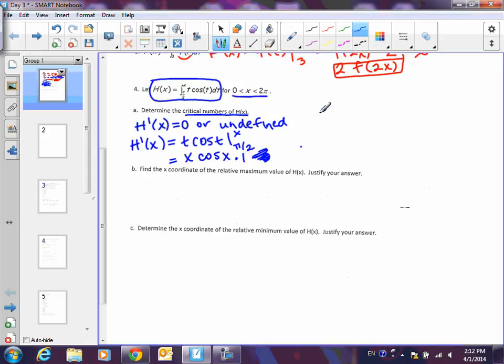All right, so let's set our derivative equal to 0, and let's solve. Now there's a times sign here. So this is where, like with factoring, we're going to set each factor equal to 0. So x equals 0 is one of my critical numbers. But not because it causes the derivative to be undefined, but because it causes the derivative to equal 0. So then my next question is, what's x here? Cosine x equals 0. What's x?